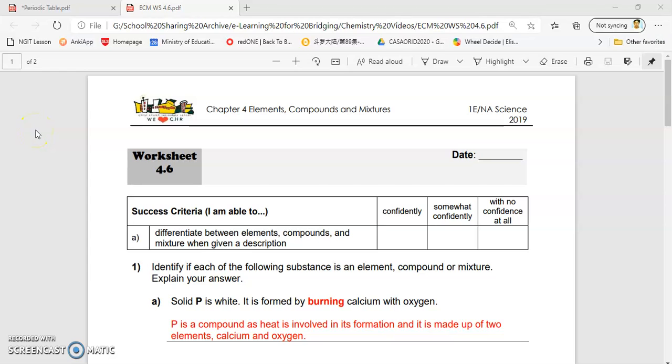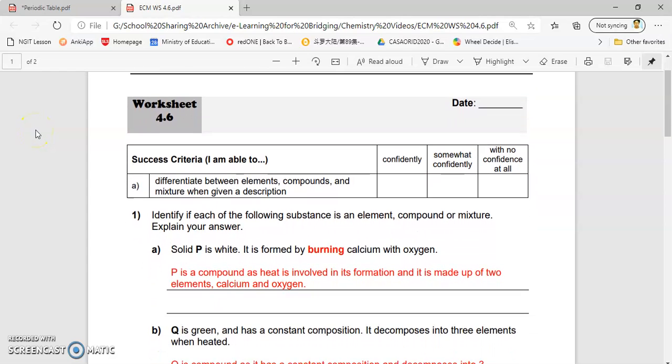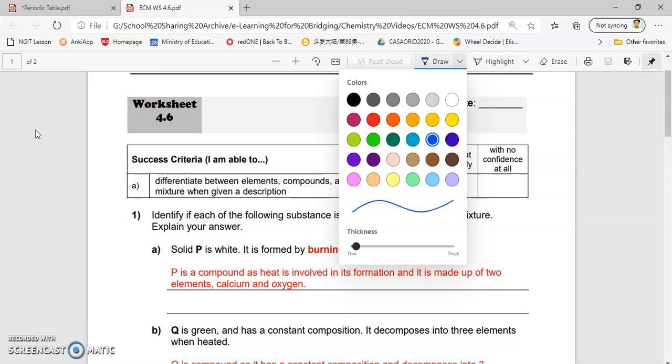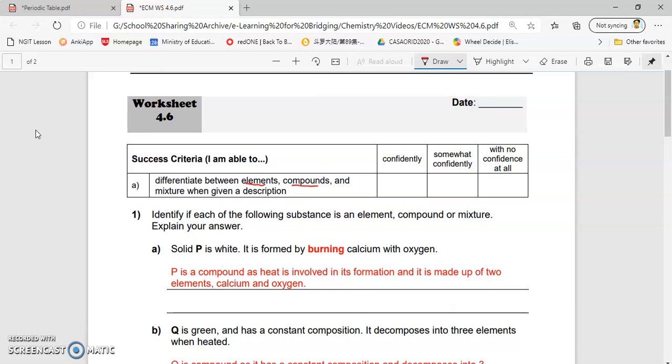Okay, now let's go on to worksheet 4.6. For worksheet 4.6, we're going to learn how to differentiate between elements, compounds, and mixtures. Okay, elements, compounds, and mixtures. So, as we go through each of these questions, I will highlight the main point that will help you to understand whether it is a compound, whether it's an element, or whether it's a mixture.